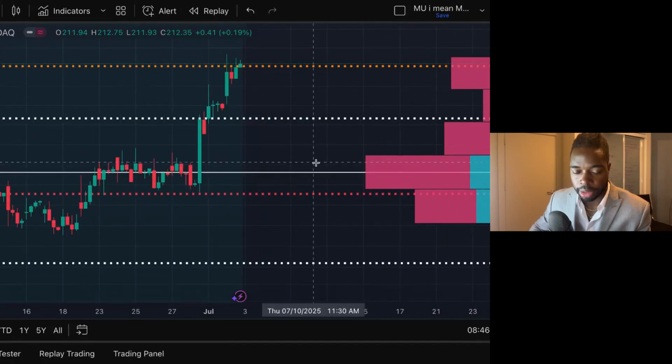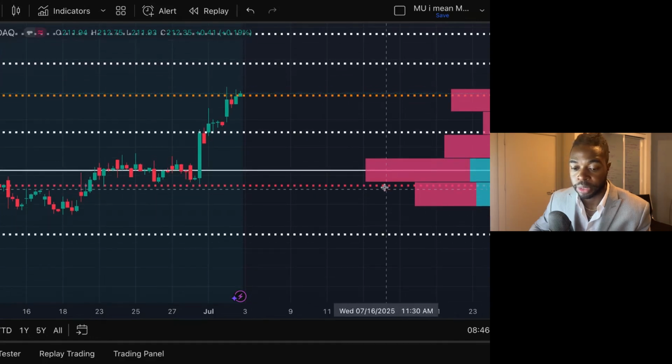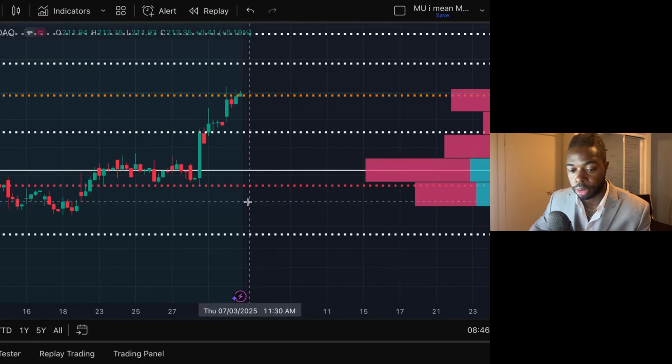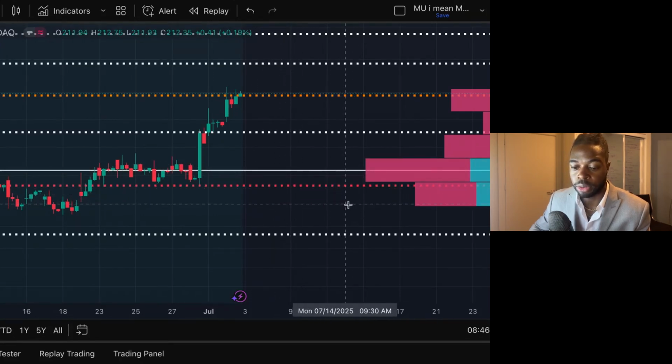And then wherever this white line goes, that's what's called the point of control, which is the area of highest volume. And typically, if we're above the point of control, it acts as support. If we're below, it acts as resistance. So just keep those things in mind.